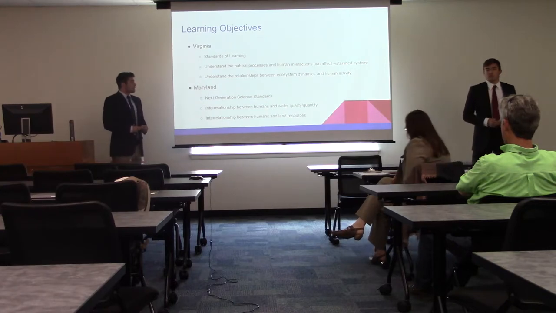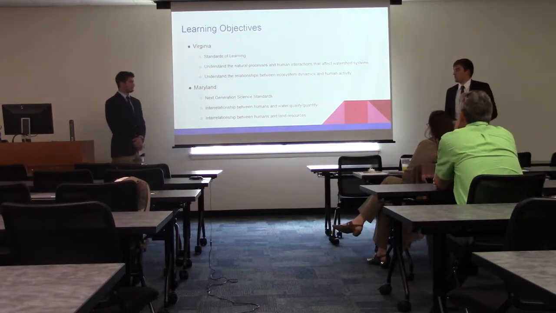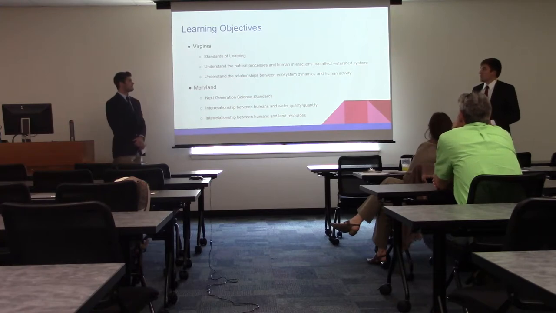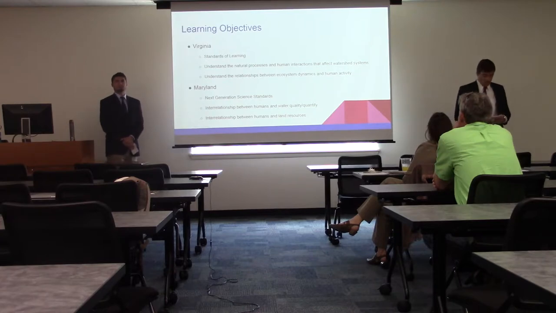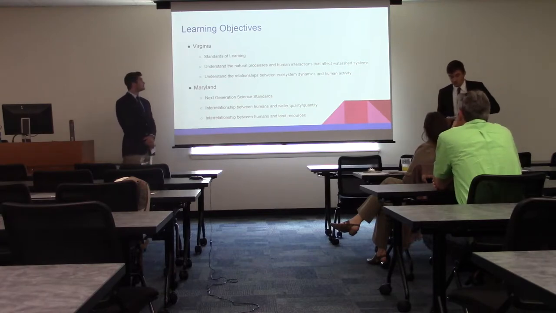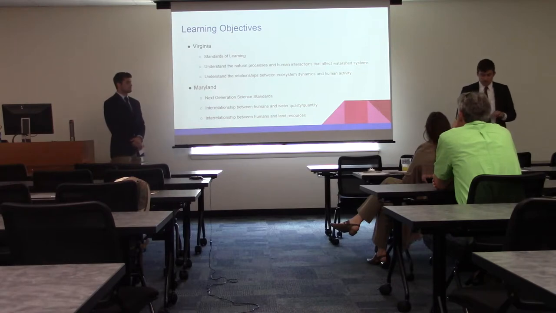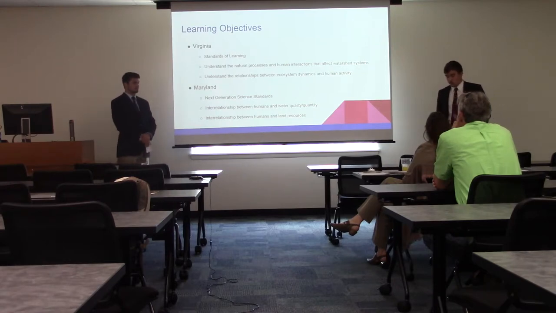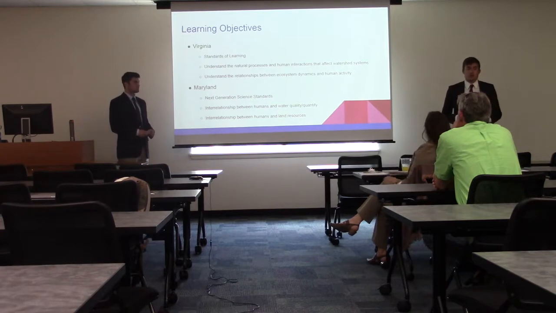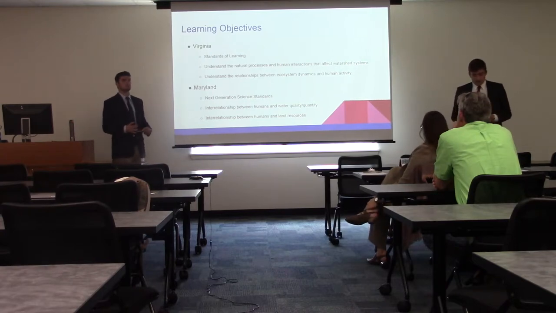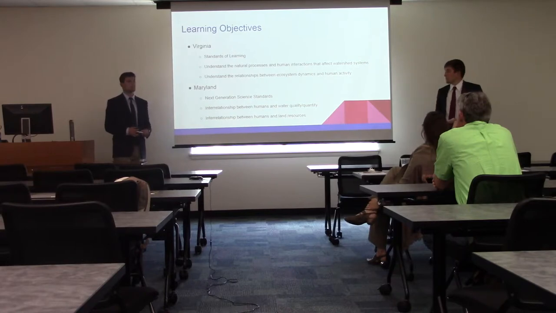So obviously with creating educational units, we wanted to focus around the learning objectives of both Virginia and Maryland. So with Virginia, some of you might know, we use the Standards of Learning, or SOLs. And specifically, we were looking at the grade 6 science ecosystems category. Under that, students are expected to be able to investigate and understand natural processes and human interactions with watersheds. So this would include health of ecosystems and watersheds, location and structure of Virginia's regional watersheds, river and stream processes, what wetlands are, what estuaries are, and the relationships between ecosystem dynamics and human activity.